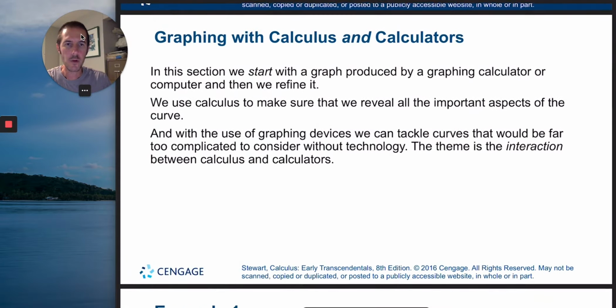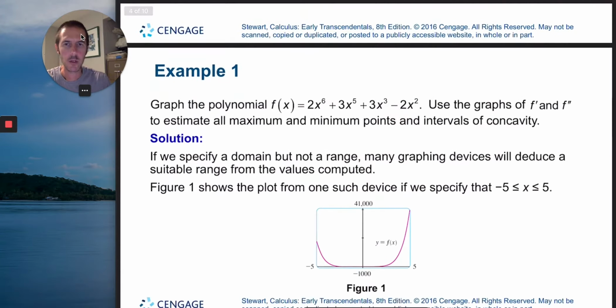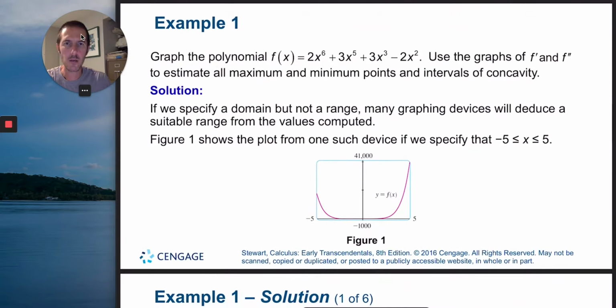So we're going to be starting with a graph. This is not going to be a long video. We're going to start with a 6th degree polynomial. We will look at f prime and f double prime.